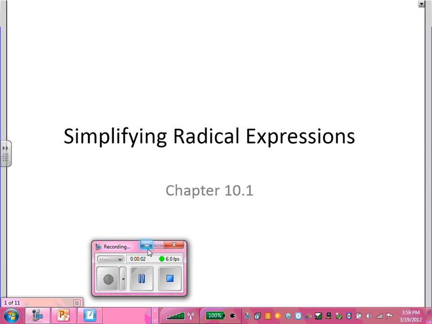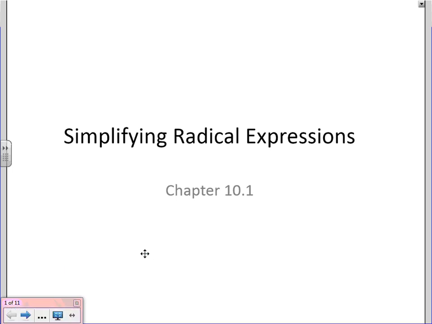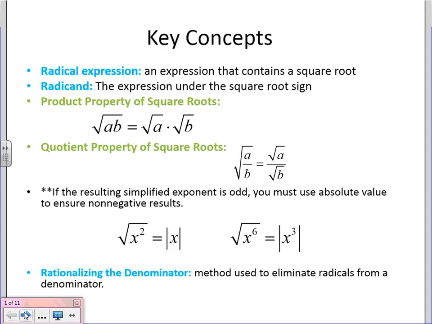Okay, guys, so we are going to start Chapter 10. This is the first section of Chapter 10, and we've got simplifying radical expressions. So we've got a few key concepts here, so please get these copied into your notes and replay me when you're ready for the explanation.